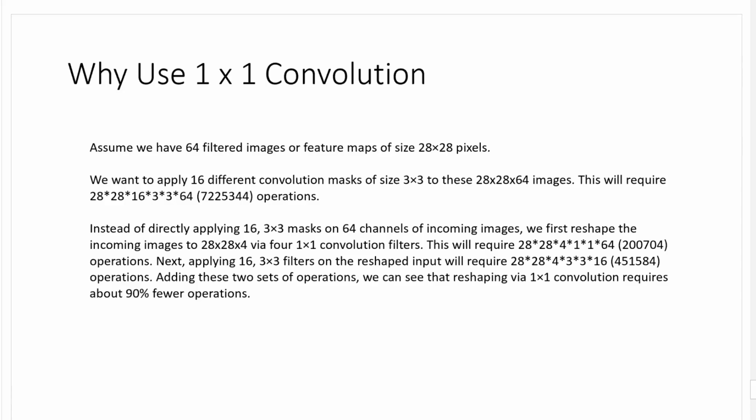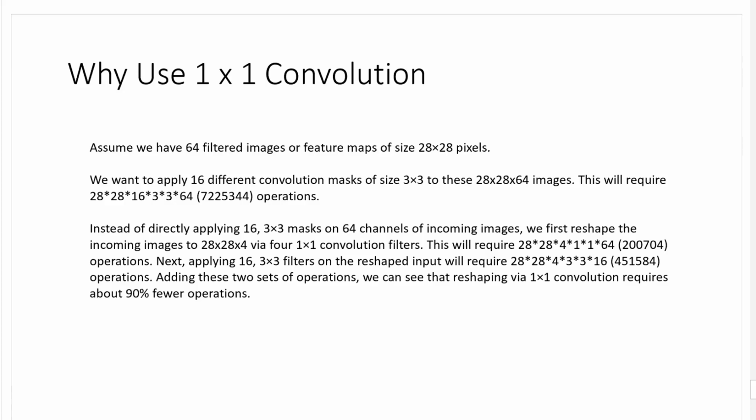So that operation is going to require 28 times 28 times 4 times 1 times 1 times 64. So that is 20704 operations. And next we apply 16 3 by 3 filters on the reshaped output, and that is going to need 28 times 28 times 4 times 3 times 3 times 16 operations.